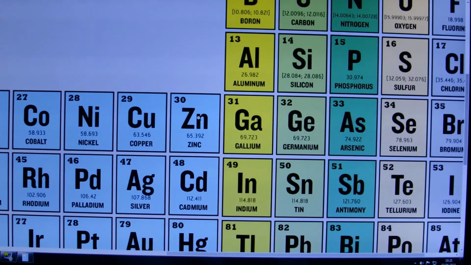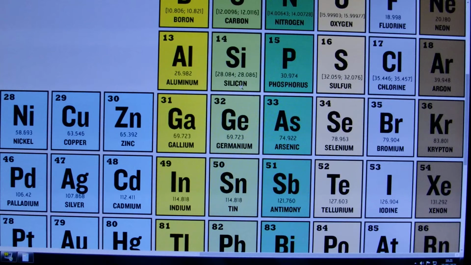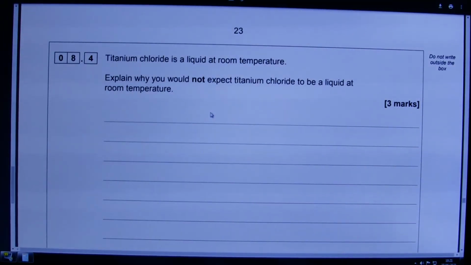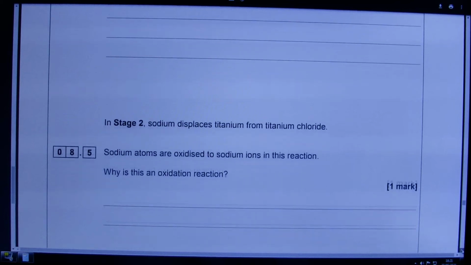Zinc chloride, I think, forms a powder, and arsenic chloride you don't want to be anywhere near. But everything else along that row, solids. Even on this row, I think aluminium chloride would be a solid. Sodium chloride's a solid. Magnesium chloride's a solid at room temperature. Titanium chloride being liquid is unexpected.